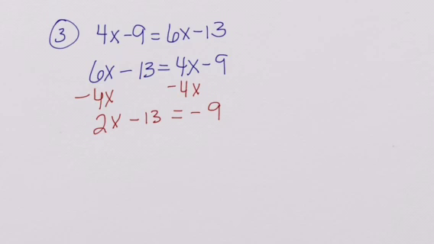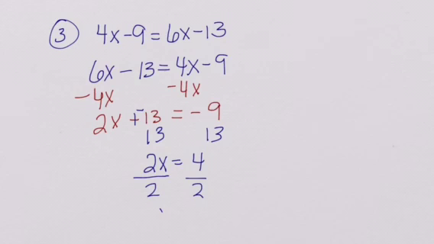Is the variable on the left? He is. Is he first? He is. Is he alone? He's not. So we're going to add a line and change the sign, and we're going to zero pair out the 13. So this is going to be 2x is equal to 4. What math operation is it? It's multiplication. How do we solve it? Division. We're going to divide by 2. X is equal to 2.